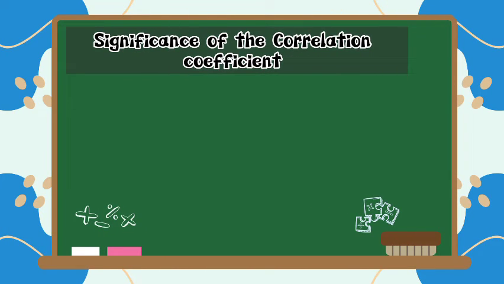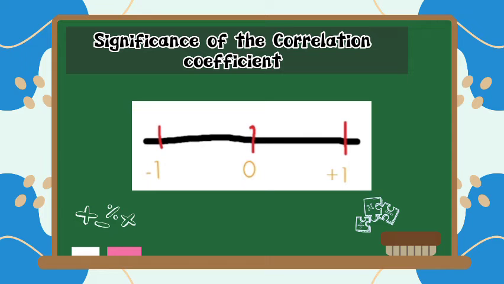The significance of the correlation coefficient. The range of the correlation coefficient is from -1 to +1. If there is a strong positive linear relationship between the variables, the value of r will be close to +1. If there is a strong negative linear relationship between the variables, the value of r will be close to -1. When the value of r is near 0, the linear relationship is weak or non-existent.